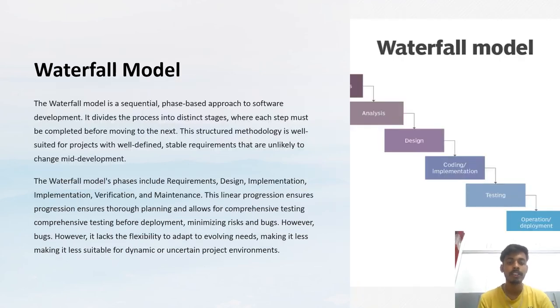So let us briefly see what the waterfall model is. The waterfall model is a sequential, phase-based approach to software development. It divides the process into distinct stages where each step must be completed before moving into the next phase. This structured methodology is well suited for projects with well-defined, stable requirements that are unlikely to change in mid-development. The waterfall model also includes phases like requirement, design, implementation, verification, and maintenance.